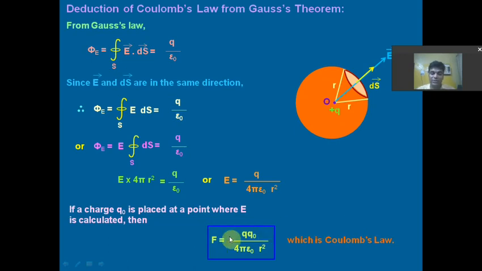What is the statement of Coulomb law? Force is directly proportional to the product of the test charge and source charge, and inversely proportional to the square of the distance between the source and test charge. So this gives the definition of Coulomb's law, which is deduced with the help of Gauss theorem.